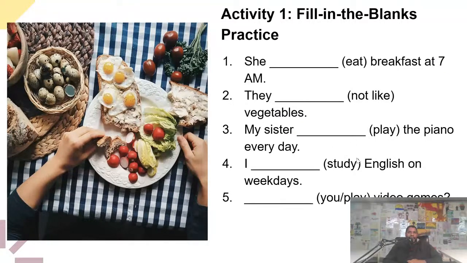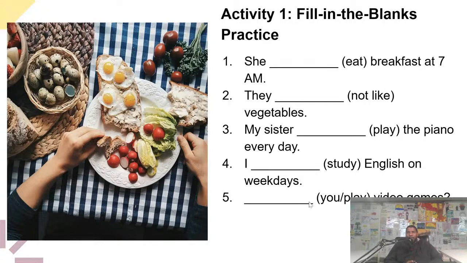I blank English on weekends. So the verb here is study. What do we have to do to the word study to make this sentence a complete, simple present tense example? Now, a little hint, we may not have to do anything to the verb. Depending on the subject in these examples, the verb may already be in the correct form.